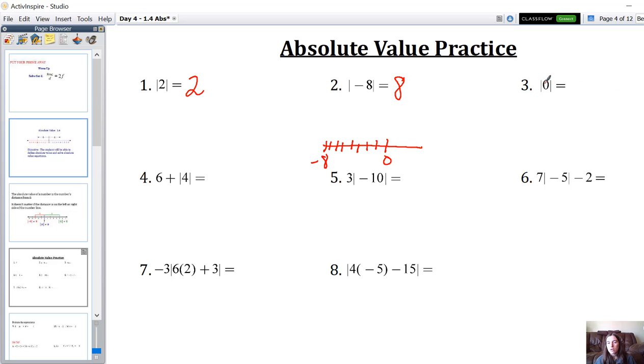If we're talking about the absolute value of 0, 0 is 0 units away from itself, so the absolute value of 0 is 0. Now in number 4, we've got 6 plus the absolute value of 4.